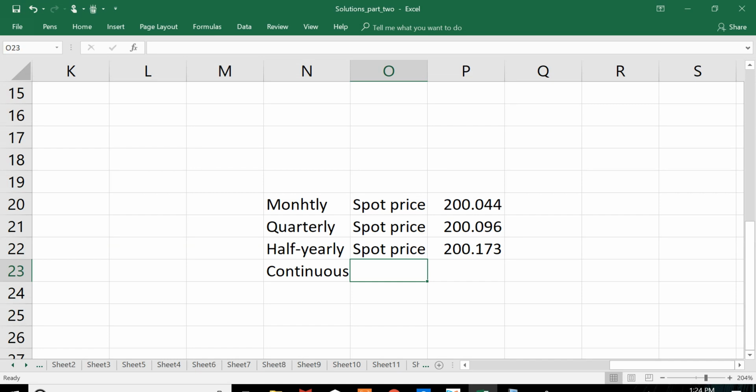And the last part is on continuous. Continuous, you'll have to do e power RT values. There it doesn't matter whether R is per month or per year. Both have to be only for the same period of time.